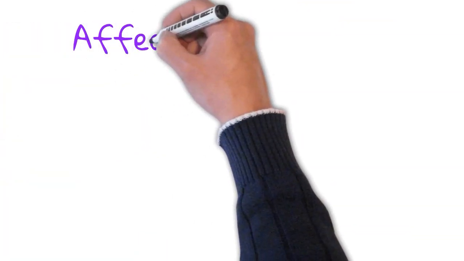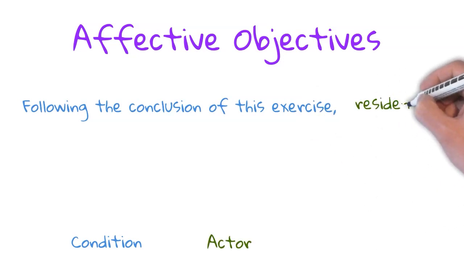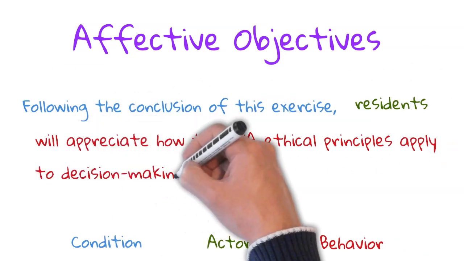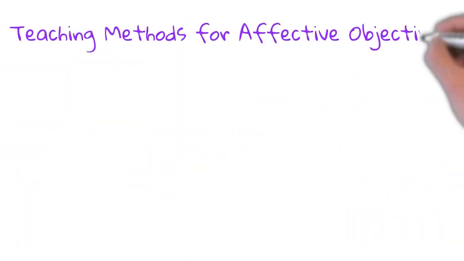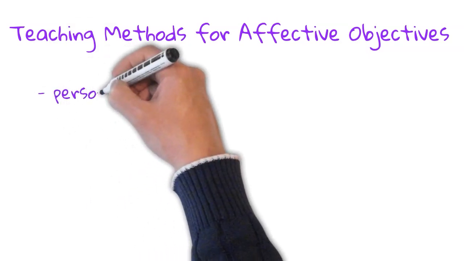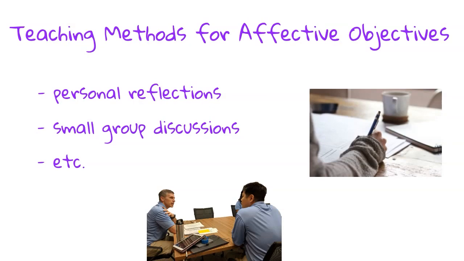Affective learning objectives may include: following the conclusion of this exercise, residents will appreciate how the ADA ethical principles apply to decision-making within realistic scenarios. Teaching methods effective for achieving these types of objectives could be personal reflections, small group discussions, and others.